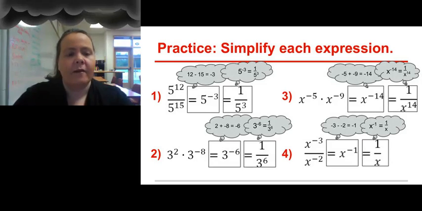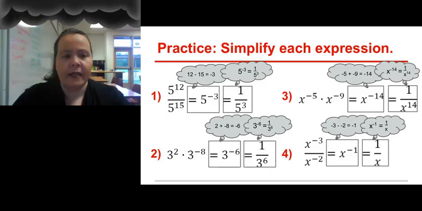So we have 5 to the 12th divided by 5 to the 15th. 12 minus 15 is negative 3, so that gives us 5 to the negative 3. And then using what we know about negative exponents, we're going to change that to 1 over 5 to the 3rd. And in problem number 2, we have 3 to the 2nd times 3 to the negative 8. We can go ahead and combine those exponents before we use our rule for negative exponents. And so we have 2 plus negative 8 is negative 6, so we have 3 to the negative 6, which becomes 1 over 3 to the 6th.